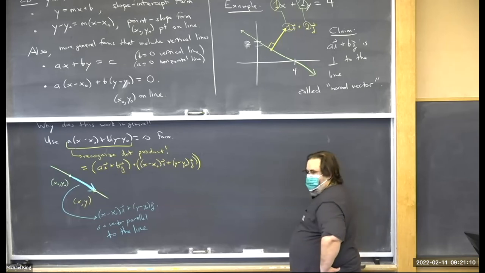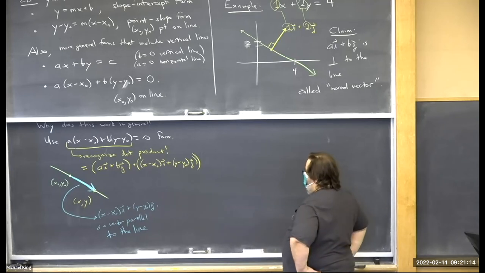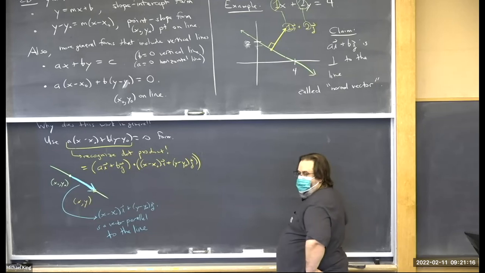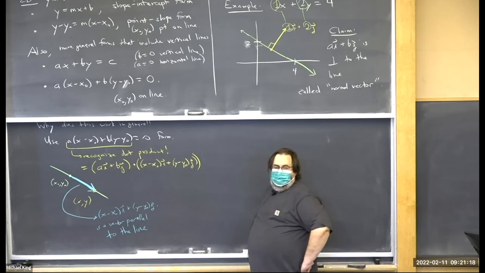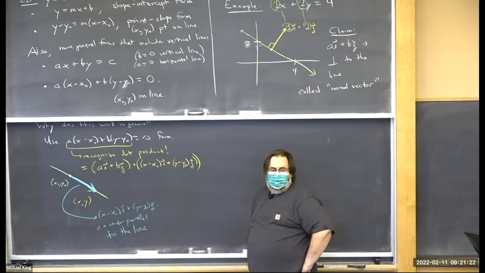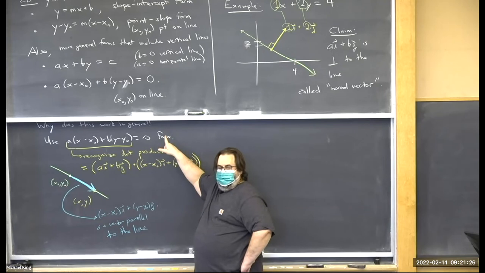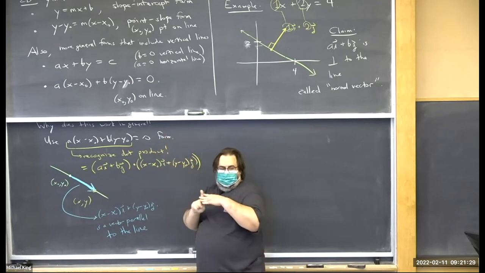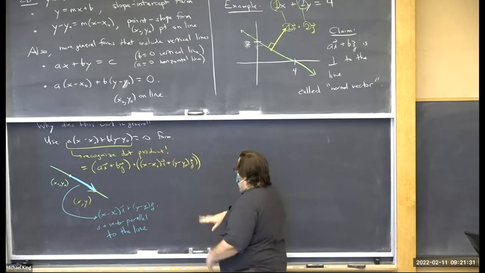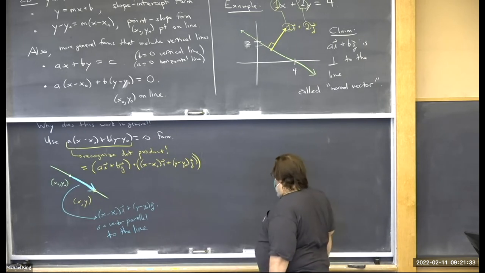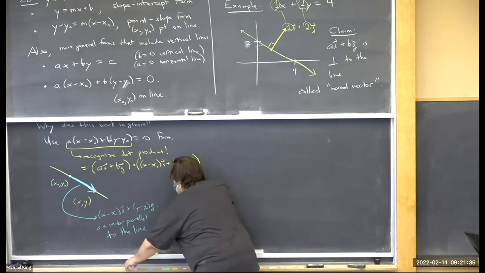Does anybody see where I'm going with this? We're claiming that ai plus bj is perpendicular to the line. Why does this sort of show that? Yeah, the dot product now is 0. And what does it mean when the dot product is 0? Perpendicular, right?